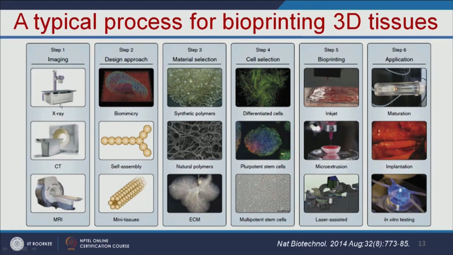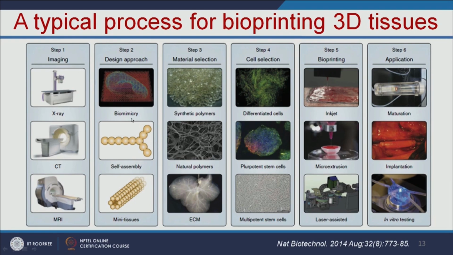So it has various steps. Let us see them one by one. The first step is imaging. If you want to make a particular organ, heart or liver, you have to do the imaging using X-ray, CT scan and MRI, so that you will get a complete idea about the organ. Then, based on that, we have to select the design approach.